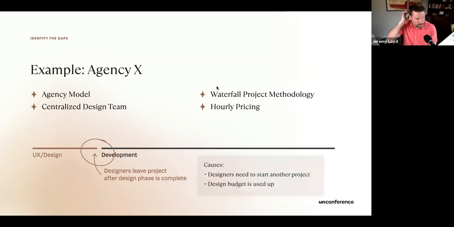But what are the causes of this? It might be because you're an agency, you have other clients who need projects done, and you've got another project starting up that you need designers on, so they've got to jump on to the next thing. Or, if you bill hourly like this agency, you've used up your design budget. You had a bucket of hours for UX and design, and you used that up, and you don't have any more left for design for the project.